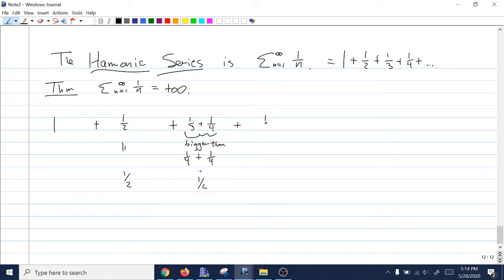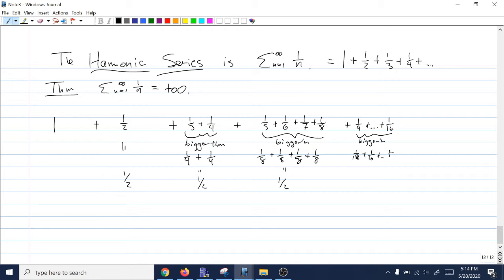Let's go from a fifth out through an eighth. The smallest of these numbers, the one with the biggest denominator, is 1/8. This is bigger than 1/8 plus 1/8 plus 1/8 plus 1/8, which is a half. If I go out from 1/9 to 1/16, this is 8 numbers that are all bigger than a 16th. 8/16 is a half.